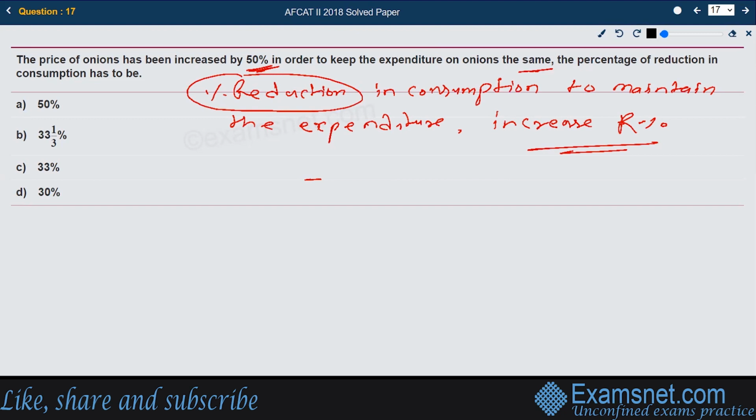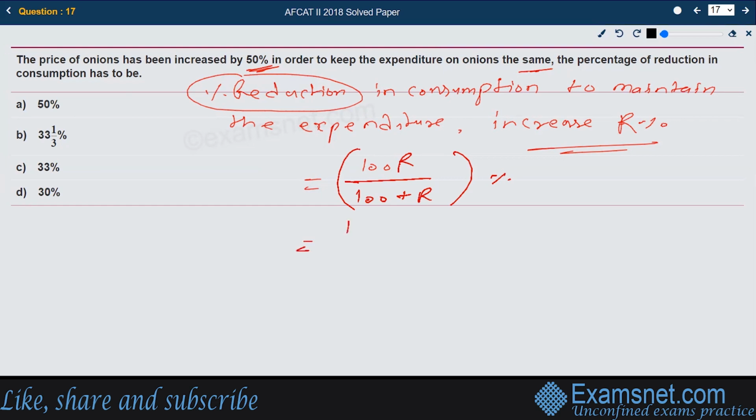So how much percent consumption is to be reduced? For that we have a formula, and that very formula is: 100 R divided by 100 plus R. That much percentage reduction in the consumption is to be made. 100 R divided by 100 plus R.